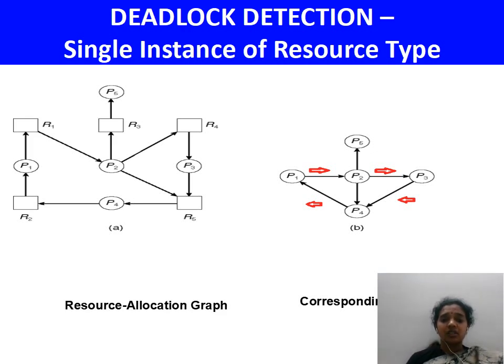To construct this, we simply remove the resources and connect the processes. So here P4 is waiting for R2, but R2 is allocated to P1, so connect P4 and P1. That means P4 is waiting for P1 to release R2. In the same way, P1 is waiting for R1, and R1 is allocated to P2. So remove resource R1 and connect P1 to P2. That means P1 is waiting for P2 to release R1.